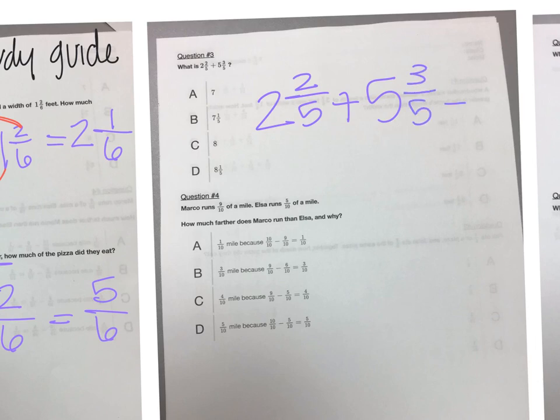Question 3. What is 2 2/5 plus 5 3/5? So I would take my fractions and I'm going to add those first. 2 2/5 plus 5 3/5. I'm going to add the numerators. I'm going to keep the same denominator. Then I'm going to add my whole numbers.